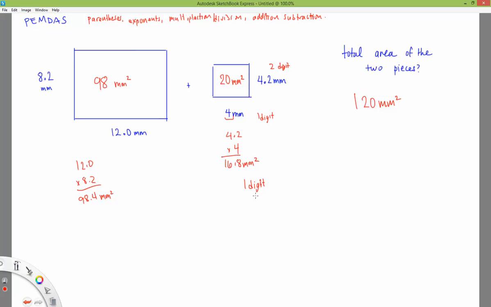Okay, you came up with the 20. So 16.8 rounded to one digit. I look at the number that comes after the tens place, and it's a 6. So that means I round up to 2. So I'm going to have 20 square millimeters because I'm rounding to one digit, and that's a 6, which means I go up to 20. So I have 20 square millimeters here.